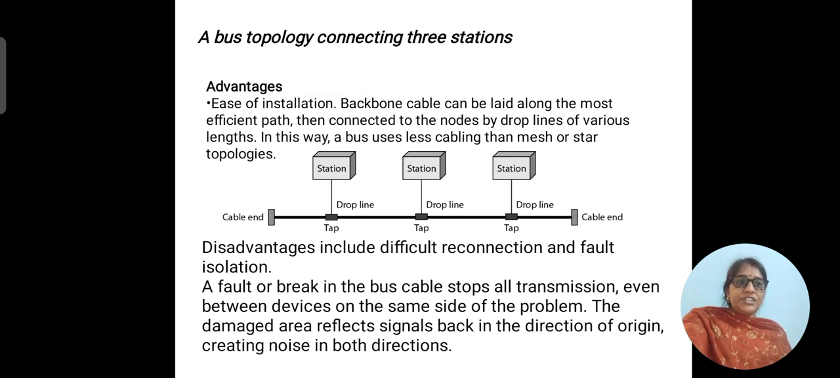The disadvantages of bus topology are that a fault or break in the bus cable stops all transmission, even between devices on the same side of the problem. The damaged area reflects signals back in the direction of the origin, creating noise in both directions.